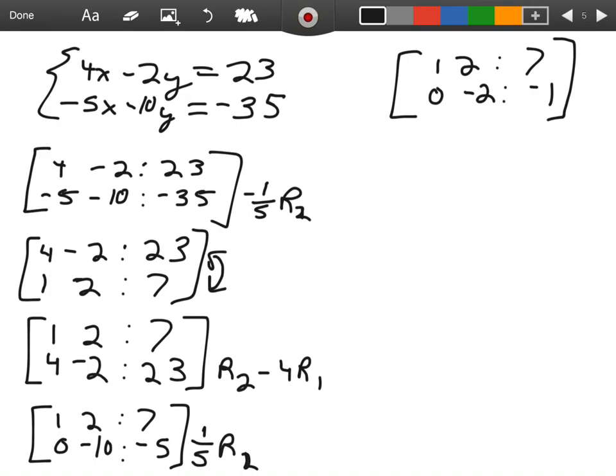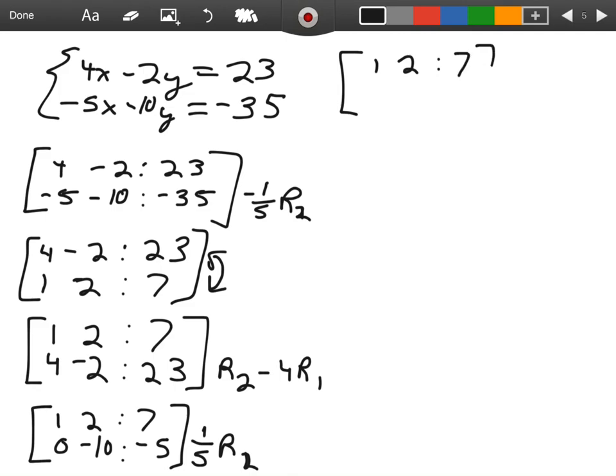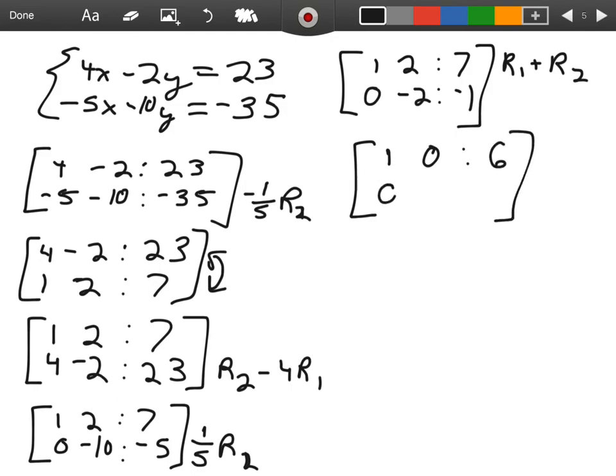Then you can see that the negative 2 and the 2 already line up. So if I want to make that 2 in the top row 0, I just need to add those. So then I can do row 1 plus row 2 to get rid of that 2. Because if I take the 1 and add 0 to it, it still is 1. Then that goes 0, and then we have 6. And the bottom row is 0, negative 2, negative 1.